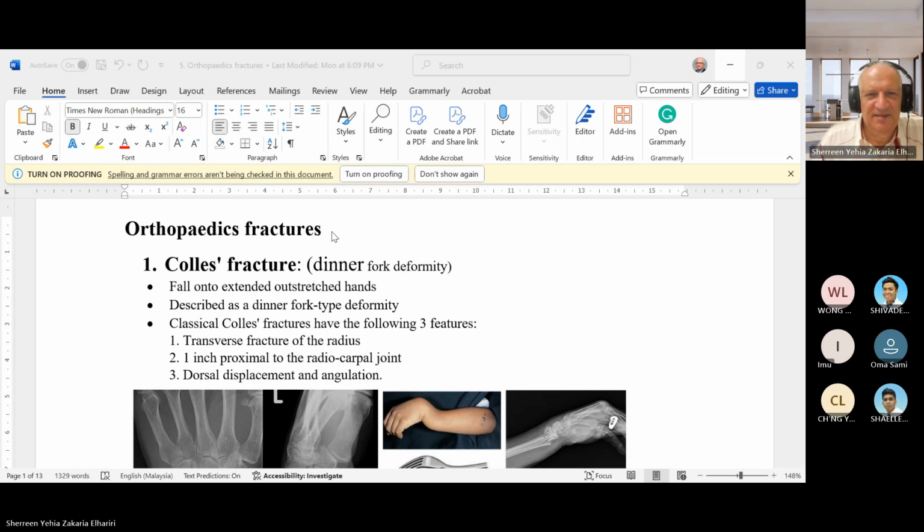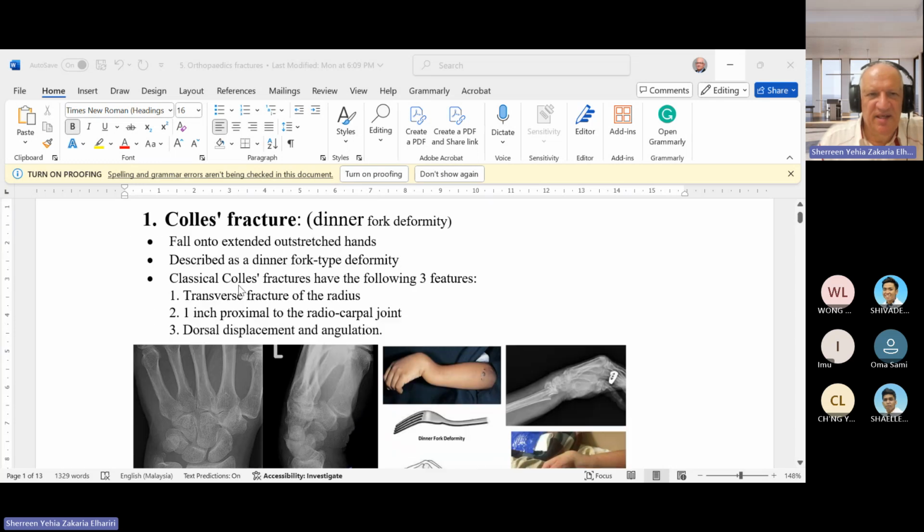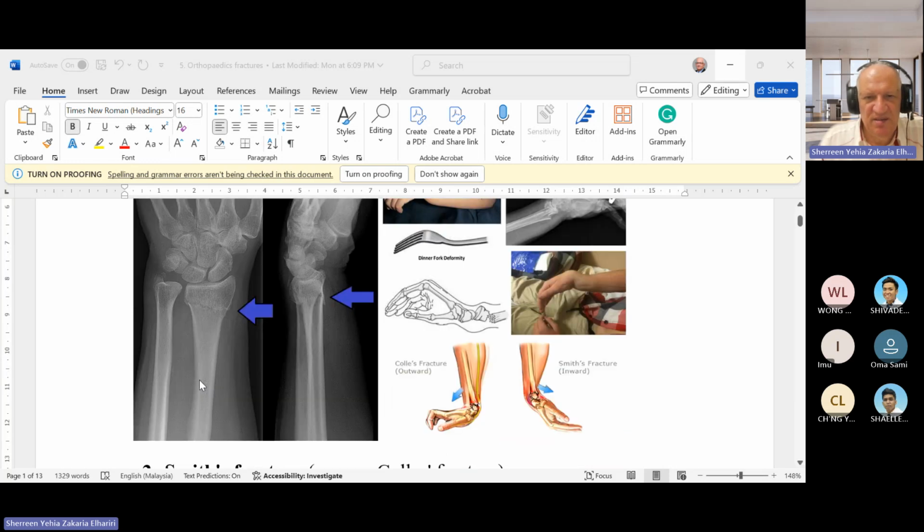Anyone? Yes, Prof. Okay. So the common one is Colles' fracture. In some books, they call it the dinner fork deformity. Of course, Colles' fracture, as with any fracture in the upper limb, is due to a fall on an outstretched hand. In scaphoid fracture, the same. In Colles' fracture, the same. There are many types, but it is at least a fracture of the radius proximal to the radiocarpal joint, with dorsal displacement and angulation. So the patient has some angulation, dorsal displacement, and it is a transverse fracture of the radius. So this is Colles' fracture.